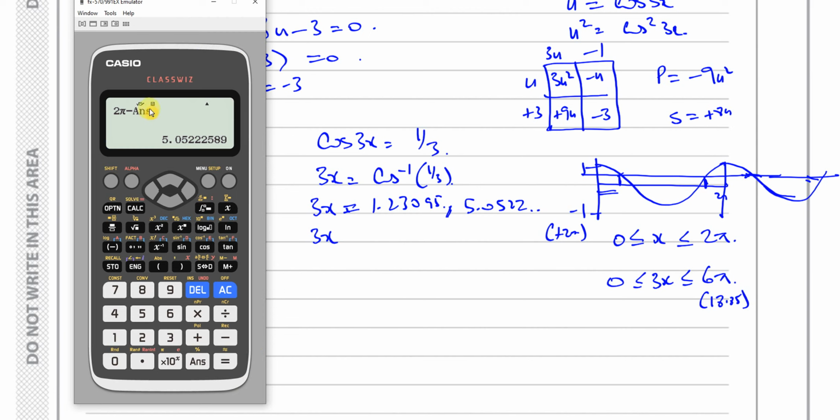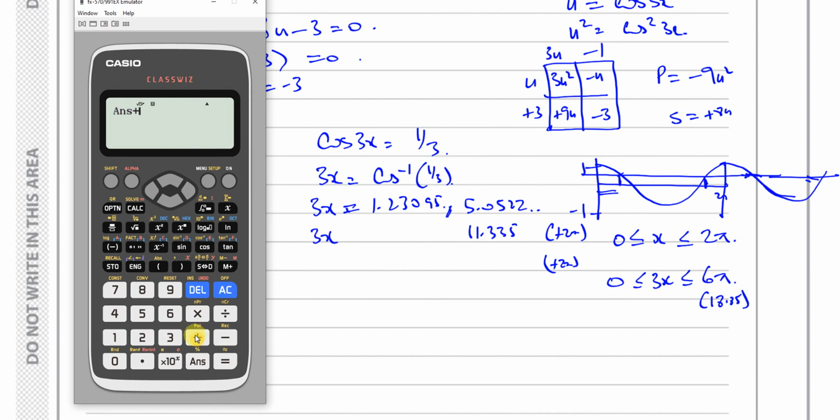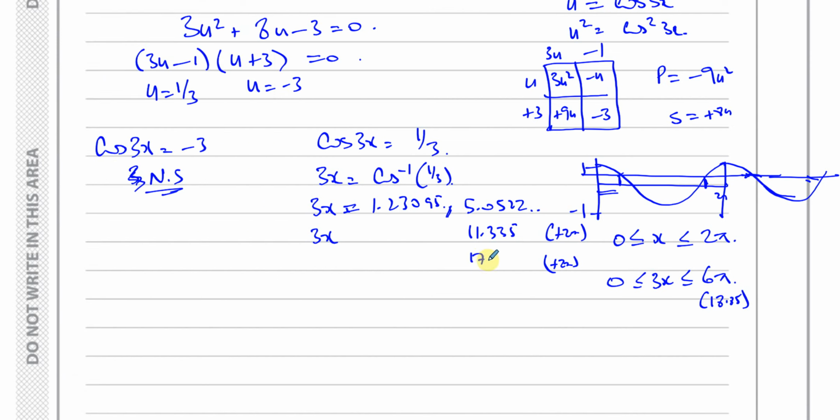So I'm going to take this answer here and I'll add 2 pi. And that gives me 11.335. And then I'm going to add another 2 pi. Okay, let's see where that takes us. And that gives us 17.619, which is still in our range. Our range goes up to 18.85. That's in our range still, but it has to stop there.